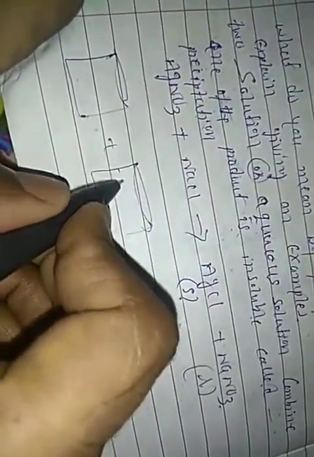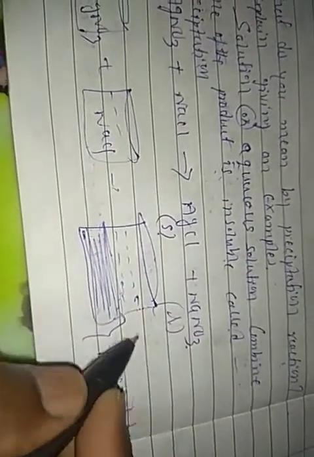Two chemicals I am using here, both already in liquid state: NaCl and AgNO3. Both are combined to form products. Here AgCl is settled at the bottom as a solid. So this solid we call a precipitate. Understood? And this is aqueous solution. Understood? So one more question students.